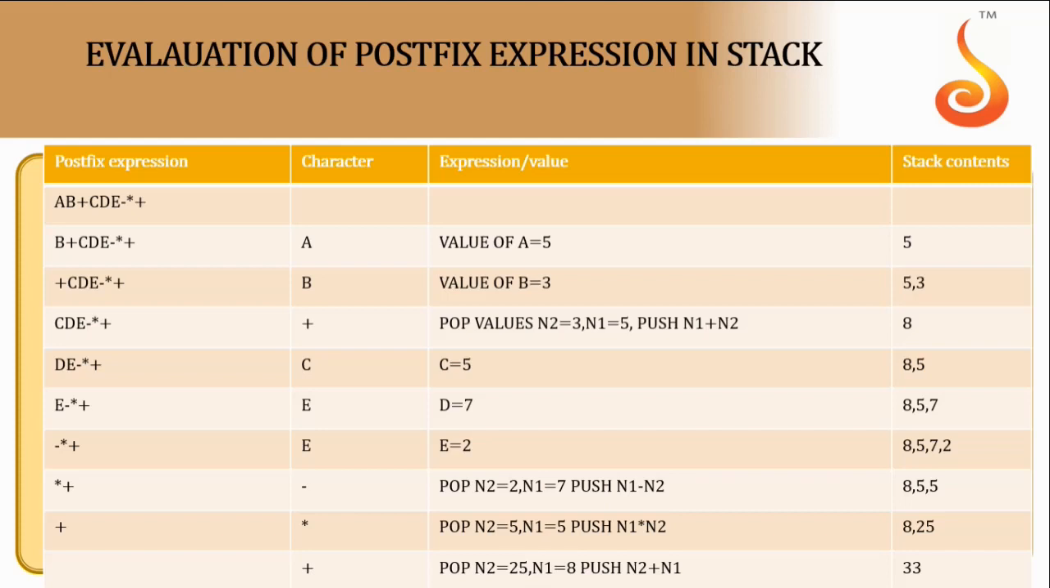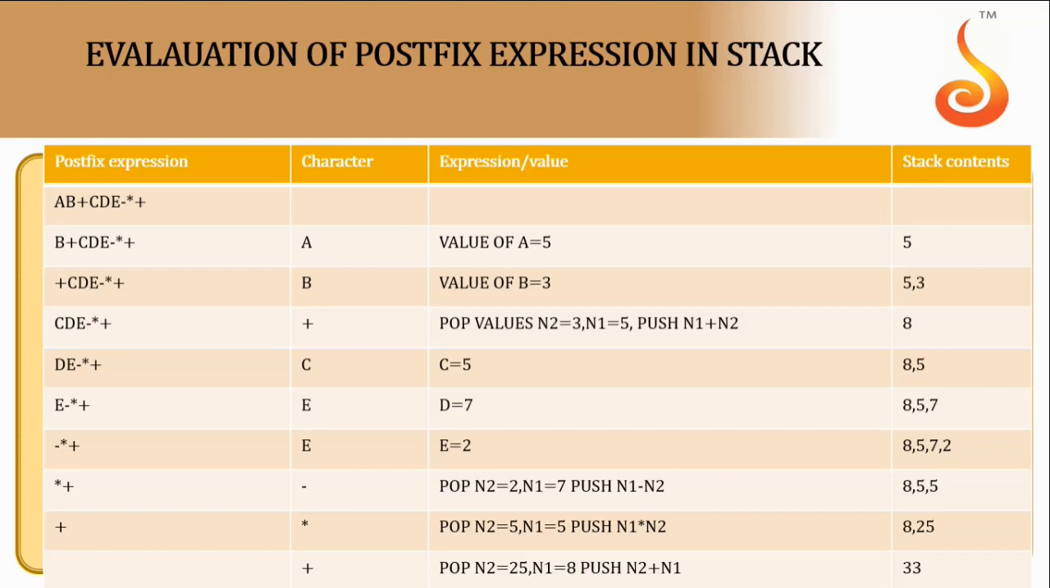We are going to evaluate it by extracting one character at a time. What are the different columns? Expression, character, value, and the stack contents at that point. As I told you, the stack is used to store intermediate results during the evaluation. During evaluation there are many intermediate results wherein you push, you pop, you push, you pop, and finally you get the result, which will be stored back.